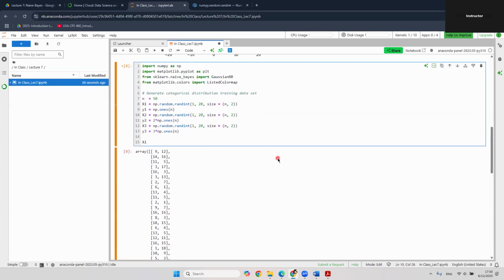And then the parameters for x2 is 20 to 40, and then for x3 is 10 to 30. I try to make them overlap a little bit, but not too much. Okay, now I can plot the training data.